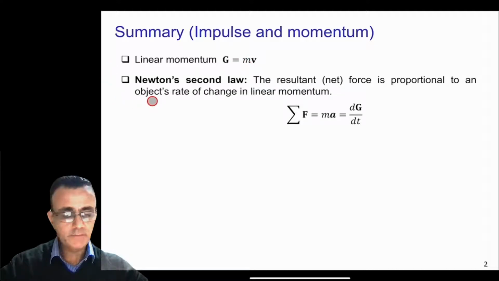In the previous lecture, we also introduced Newton's second law in terms of linear momentum. So the resultant net force is proportional to an object's rate of change in linear momentum. So we can write Newton's second law as the summation of all the forces, which is equal to ma. And we can also write this as dg by dt, which is the rate of change of this linear momentum here.